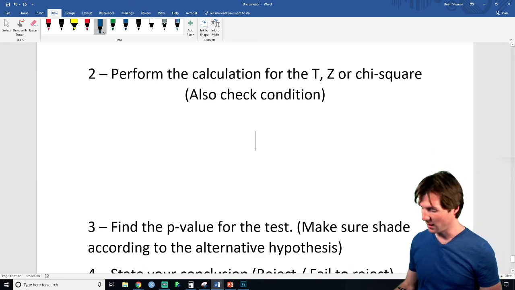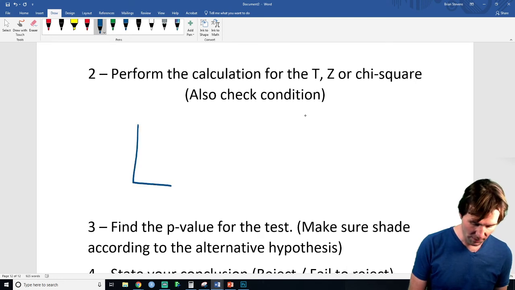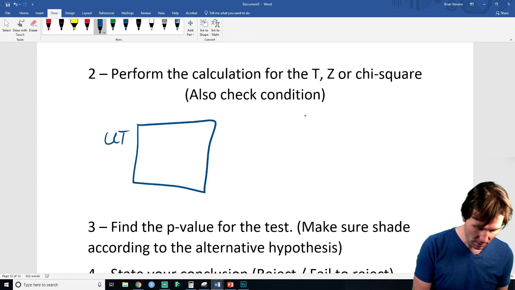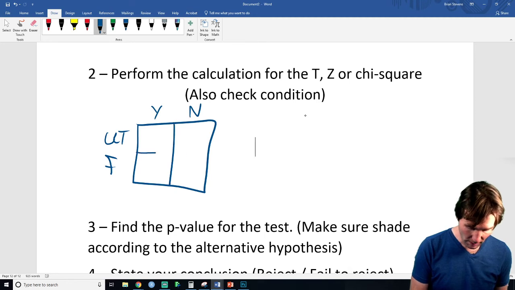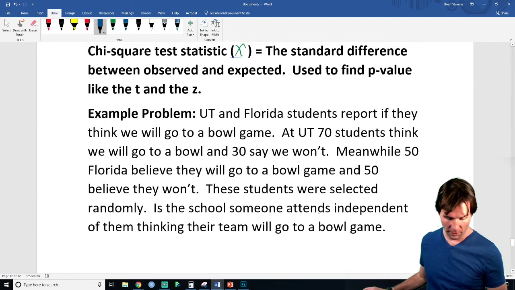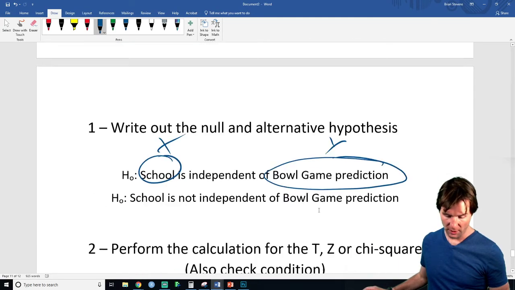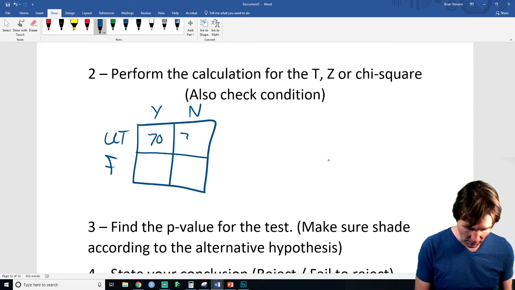We need to draw this out. Okay. What we would get on the test is something similar to this. We would have UT, and we'd have Florida. We would have yes, and we would have no. And I think I said 70. How many UT students did I say said we'd go to a bowl game? 70 and 30. Cool. So we have 70, 30. Then we have 50, and we have 50.